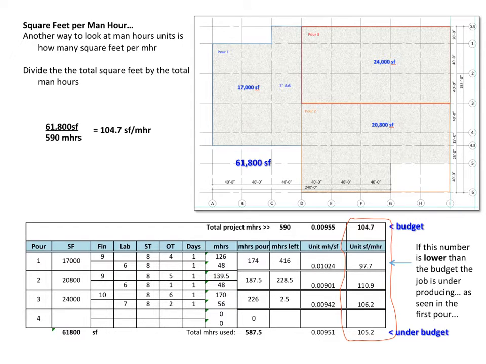meaning we were supposed to complete 104.7 square foot per man hour and only did the 97.7 square foot per man hour. If we continue on this path, we'll be over the man hour budget to complete this scope of work. If this number is lower, we are underproducing, and when this number is higher, we are making money, as seen in pours 2 and 3, and ultimately combined, we have 105.2 man hours per square foot. We are under budget.